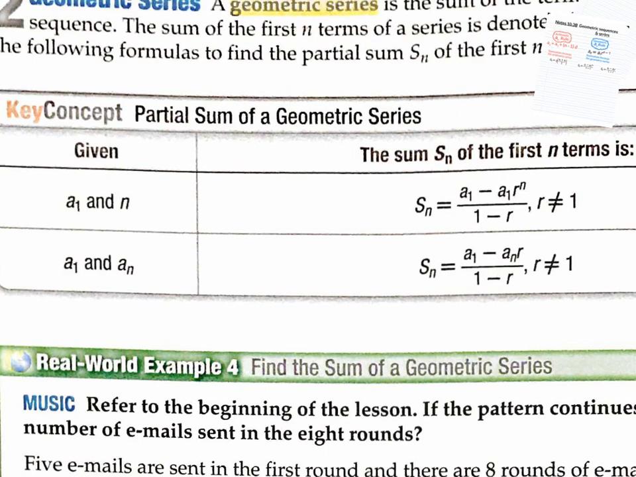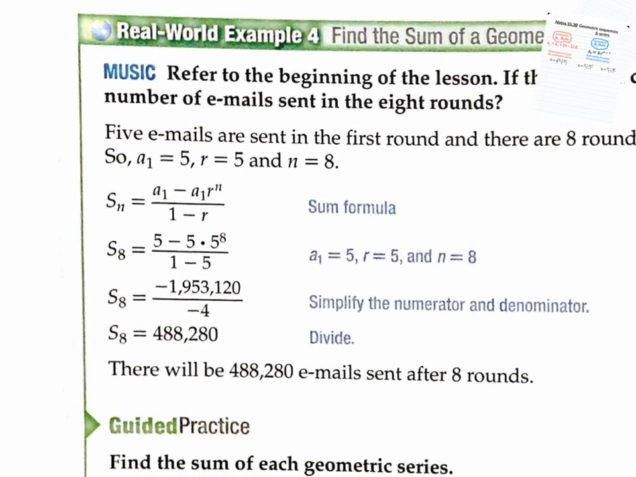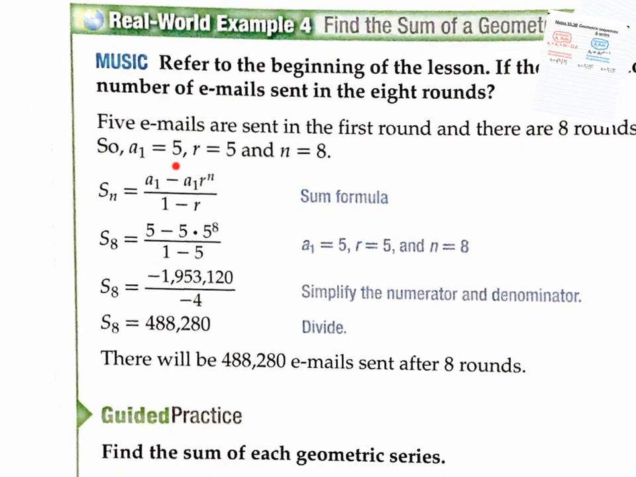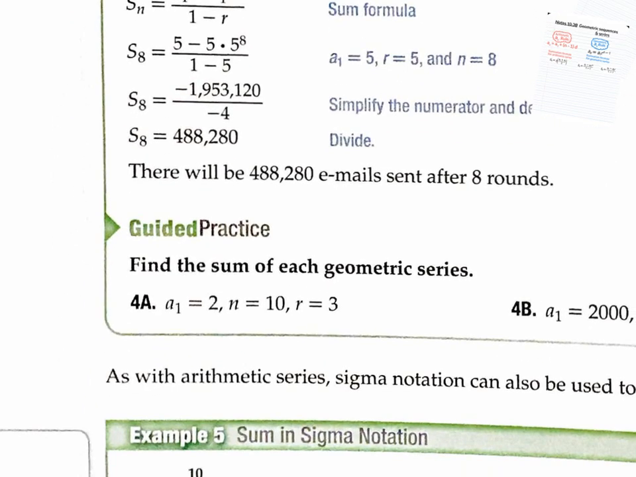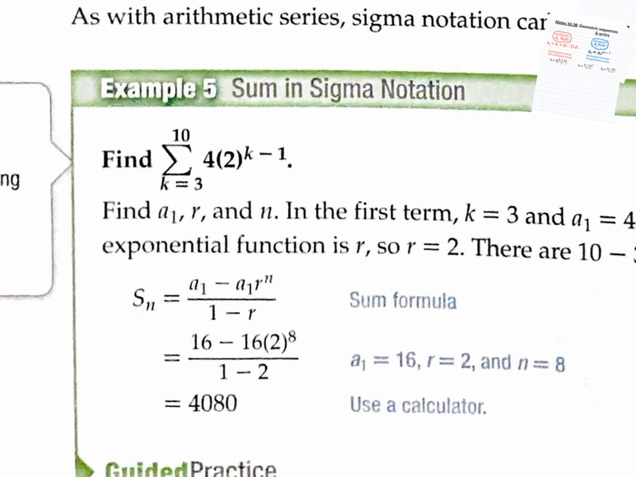So when you plug it all in, there's the formula, because they didn't give you the last term, so you're using this formula. Plug it all in, work it all out, it gives you the summation of those 8 numbers on your list. Okay, they tell you that there's 8 numbers on the list. We also have this sigma notation down here.